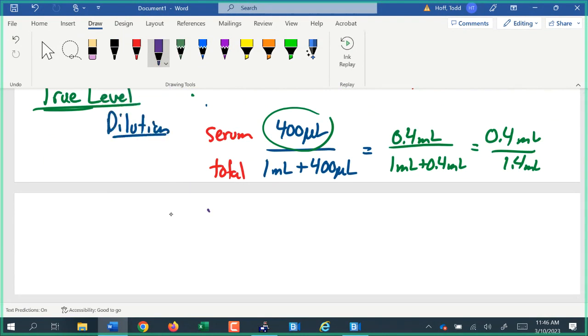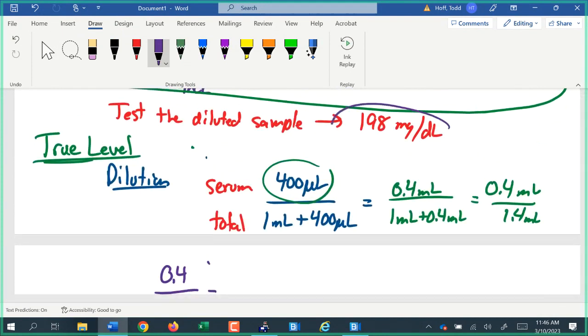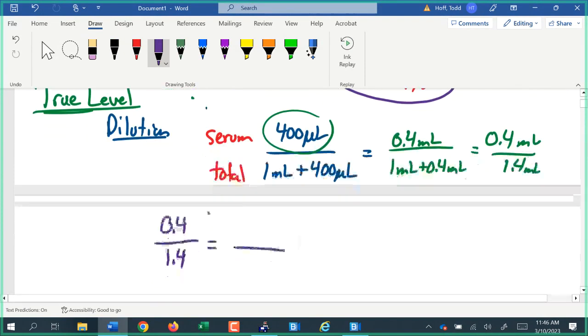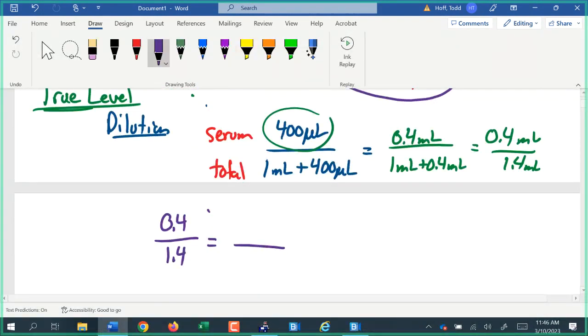So now we have to reduce that to get our dilution. Actually, we don't even have to reduce it to a dilution. We can just leave it, just canceling out the milliliters. And remember, the diluted reading here, which is the 198 milligrams per deciliter, is the smaller number. So it has to go with the smaller number of the dilution. So it's going to go on top.